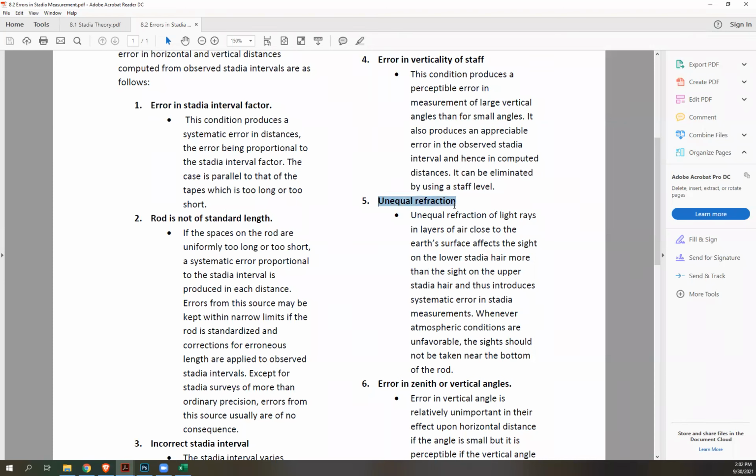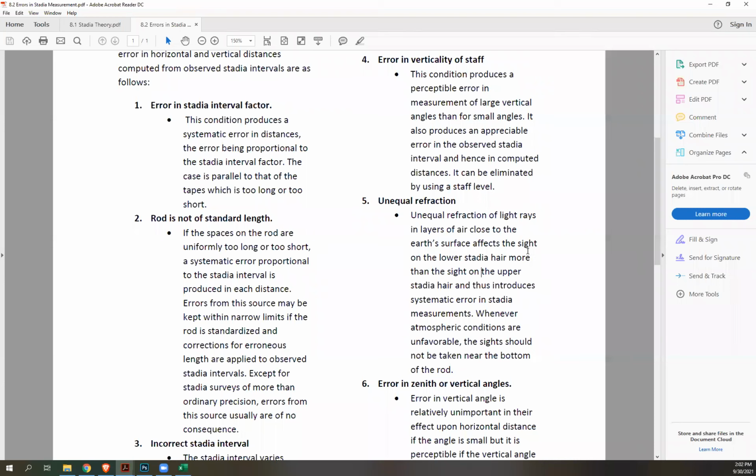The fifth error is refraction. It's the unequal refraction of light rays in layers of air close to the Earth's surface, which affects the sight on the lower stadia hair more than the sight on the upper stadia hair and thus introduces systematic error in stadia measurements. Whenever atmospheric conditions are unfavorable, the sights should not be taken near the bottom of the rod. So this is an error due to weather.